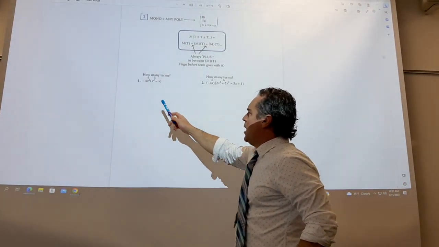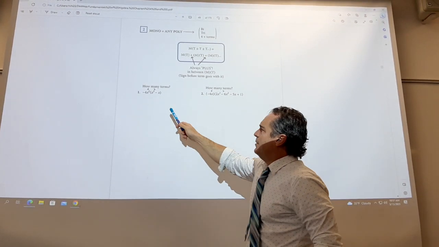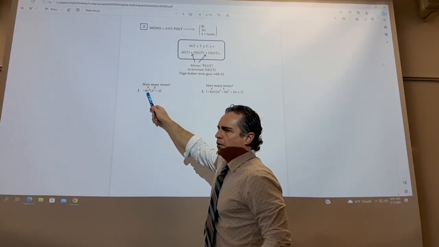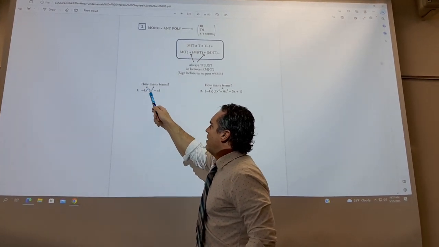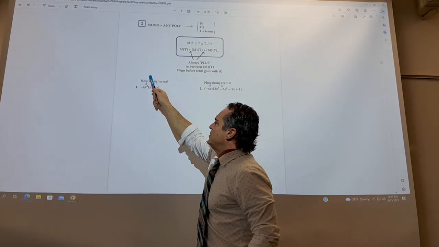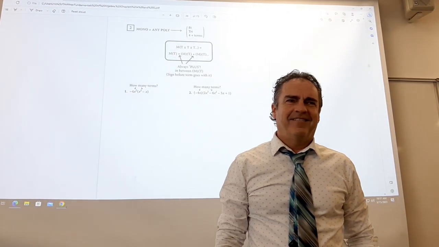Look up here. You have a monomial times a binomial. Here you have a monomial times a polynomial. How many terms right here? How many terms right here? One. Okay, so right here I want you to write 1, and then you're going to put times. How many terms right here? Two. So you're going to write 1 times 2. What does 1 times 2 equal? Two.